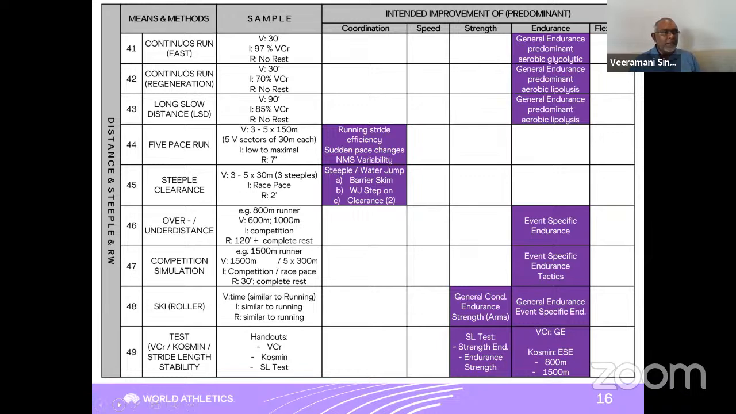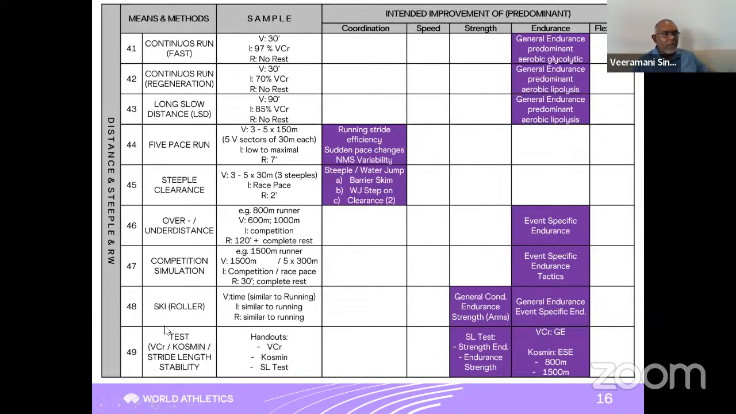Competition stimulus, exactly. Again, creating a volume of 1,500 with 5 times 300 meters. Again, competition race pace with short recoveries is to introduce both event-specific endurance and tactics.